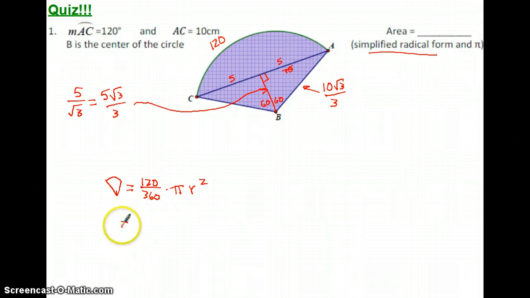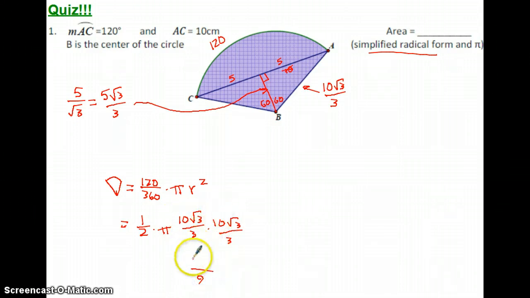So I've got to figure out how to square that nasty radius number. Well, that's 10 square root of 3 over 3 times 10 square root of 3 over 3. You can think of it that way. Thirds times thirds are going to be ninths. 10 times 10 is, whoops, did I really say half for that? Okay, that was silly. 10 times 10 is 100.